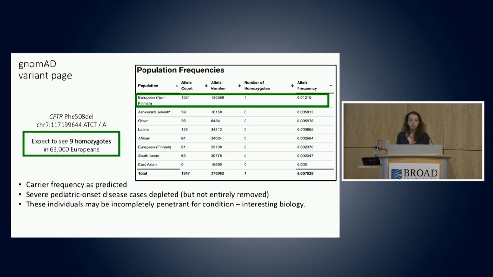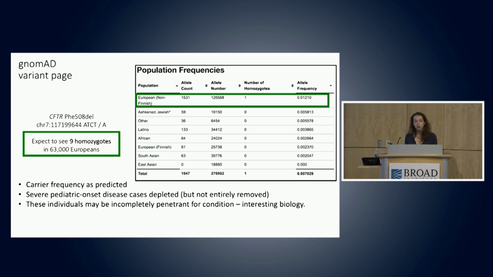So I told you people with pediatric onset rare disease are depleted but not removed from this data set. So I wanted to see how it worked for this variant. Based on Hardy-Weinberg equilibrium, p squared plus 2pq plus q squared equals 1, we actually expect to see 9 homozygotes. I'm going to skip the math for you, but 9 homozygotes from this size population. And we see 1 homozygote, which I was surprised by. I actually thought we would see 0, but we do see 1. So as I said, they're depleted but not entirely removed.